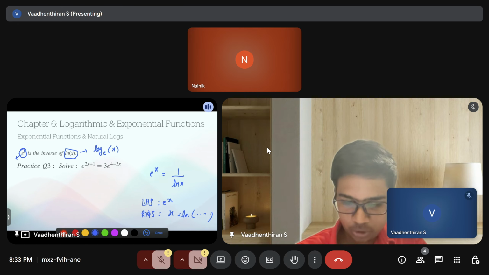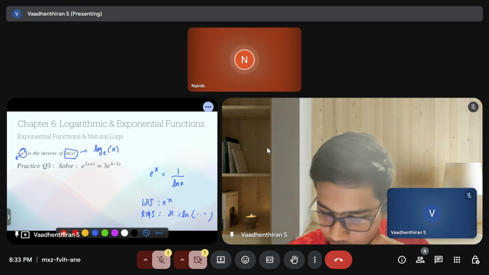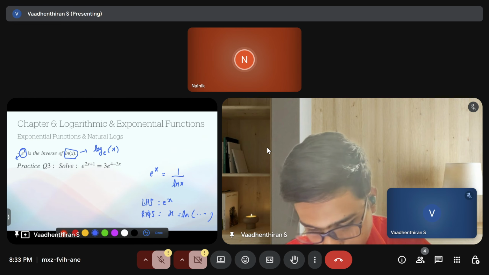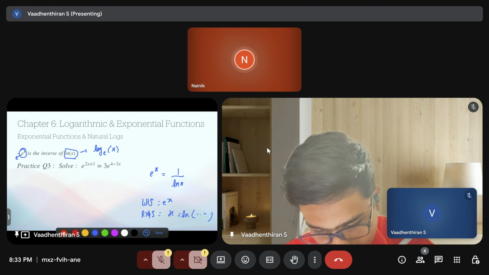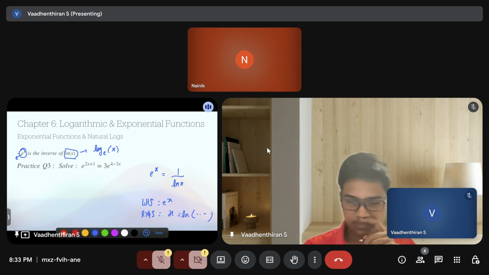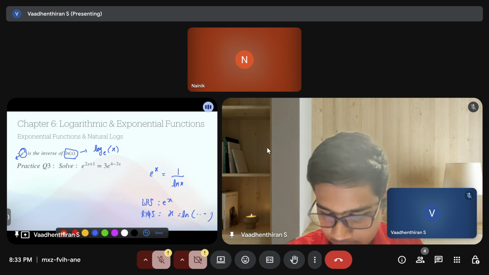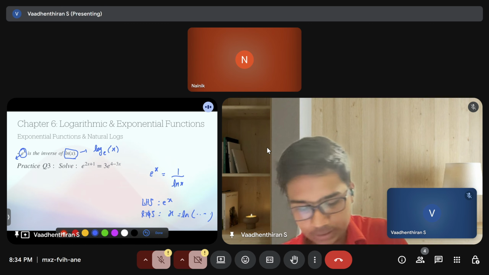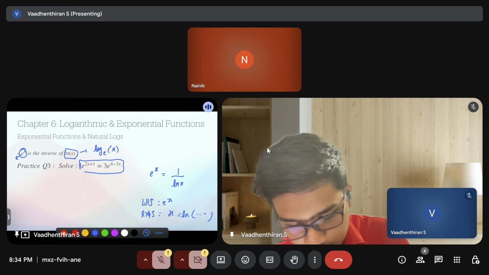Maybe you can tell me your idea, what's your strategy? What I did is I wrote 1 by ln 2x plus 1 is equal to 1 by 3 ln 4 minus 3x. Is that correct? I think you're doing the longer route. I'll just give you the steps.